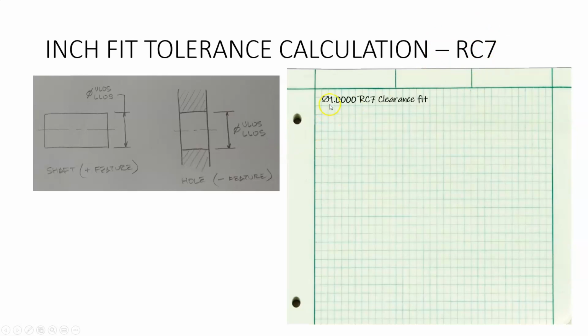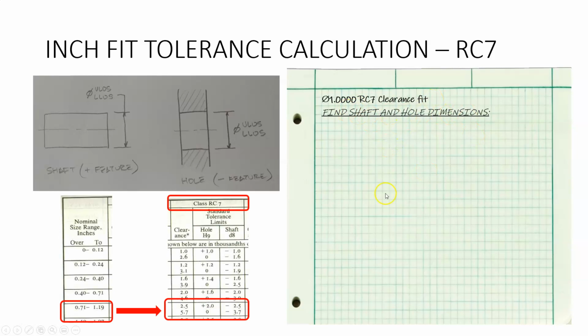All right. So we start with an example of a diameter 1 RC7 fit. Find the shaft and hole dimensions. First, we find in the table, the RC7 table, the column down and we read across where 1 is the nominal size, and we get these 6 numbers. We transform those numbers into the correct decimal places.